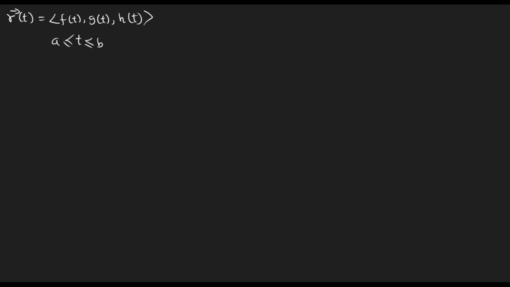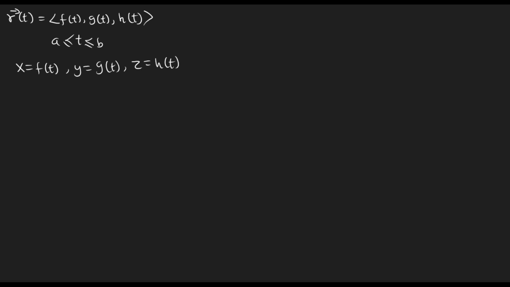So we're going to learn how to determine the length of an arc or the length of a curve that is defined by this vector function here. To do this, we are going to rewrite the vector function in parametric form. So we have x equal to f of t, y equal to g of t, and z equal to h of t. This is the parametric form.